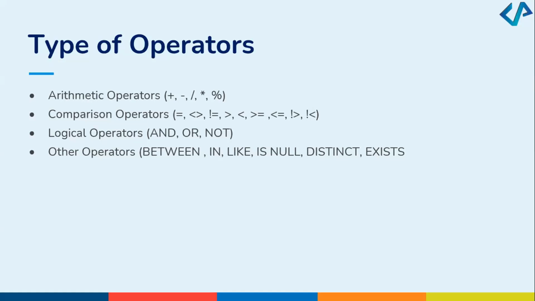What is IN going to do? IN is basically checking whether the value is present in a list. LIKE, on the other hand, will check whether the expression matches what you have given on the right-hand side of LIKE. Then you have IS NULL, which will check whether the value is null or not. DISTINCT means you need different values, and EXISTS checks whether the value actually exists. So these are the different types of operators which we will be using in SQL.